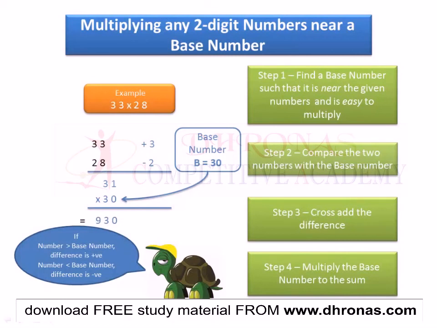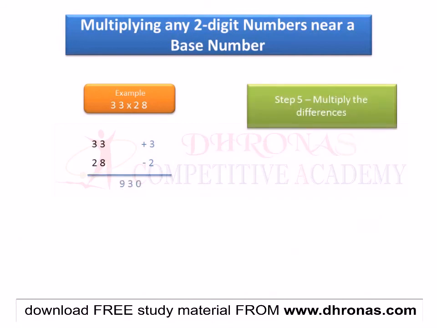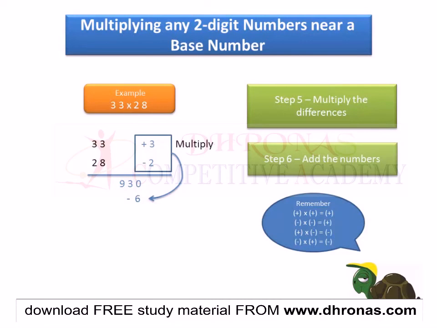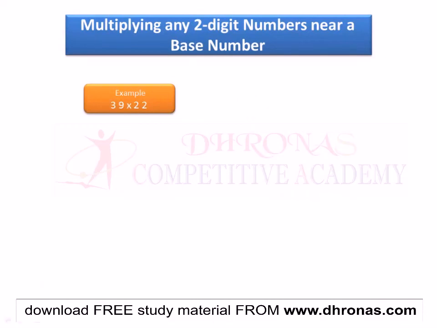Once we get 930, the next steps are relatively easy. The next step is to simply multiply these differences, +3 and -2 together. Multiplying +3 with a -2 gives us a -6. So we get 930 minus 6, and we take that as 924. 924 becomes the final answer. So 33 times 28 equals 924, and that's it.